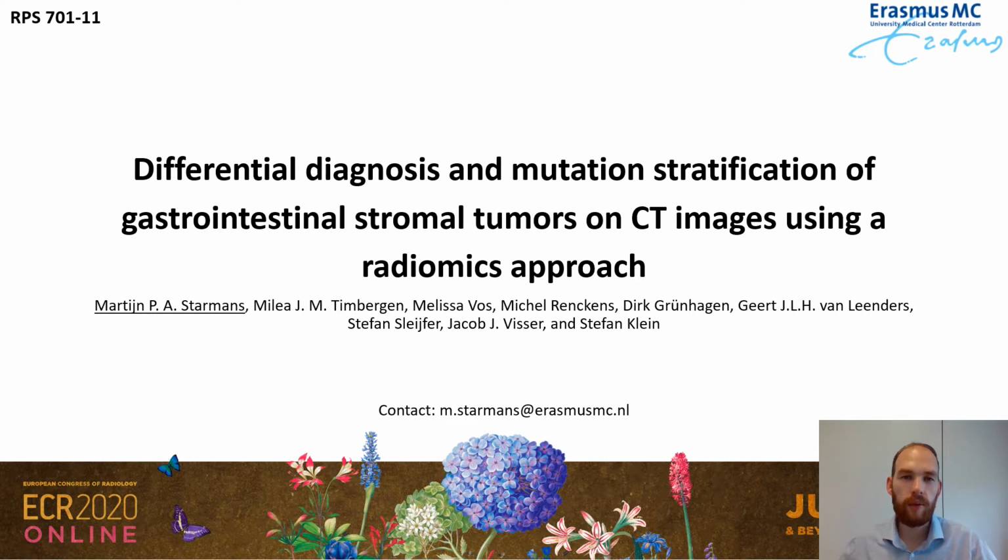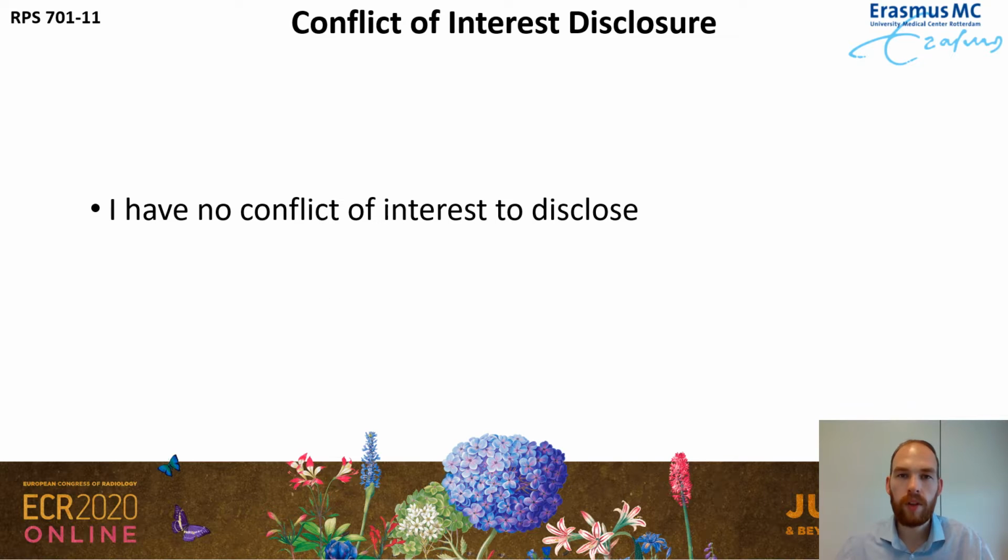My name is Starmans. I'm a PhD student at the Erasmus Medical Center in the Netherlands. And today we're looking at gastrointestinal stromal tumors, and more exactly at the differential diagnosis and the mutation stratification based on CT using radiomics. I have no conflicts of interest to disclose.